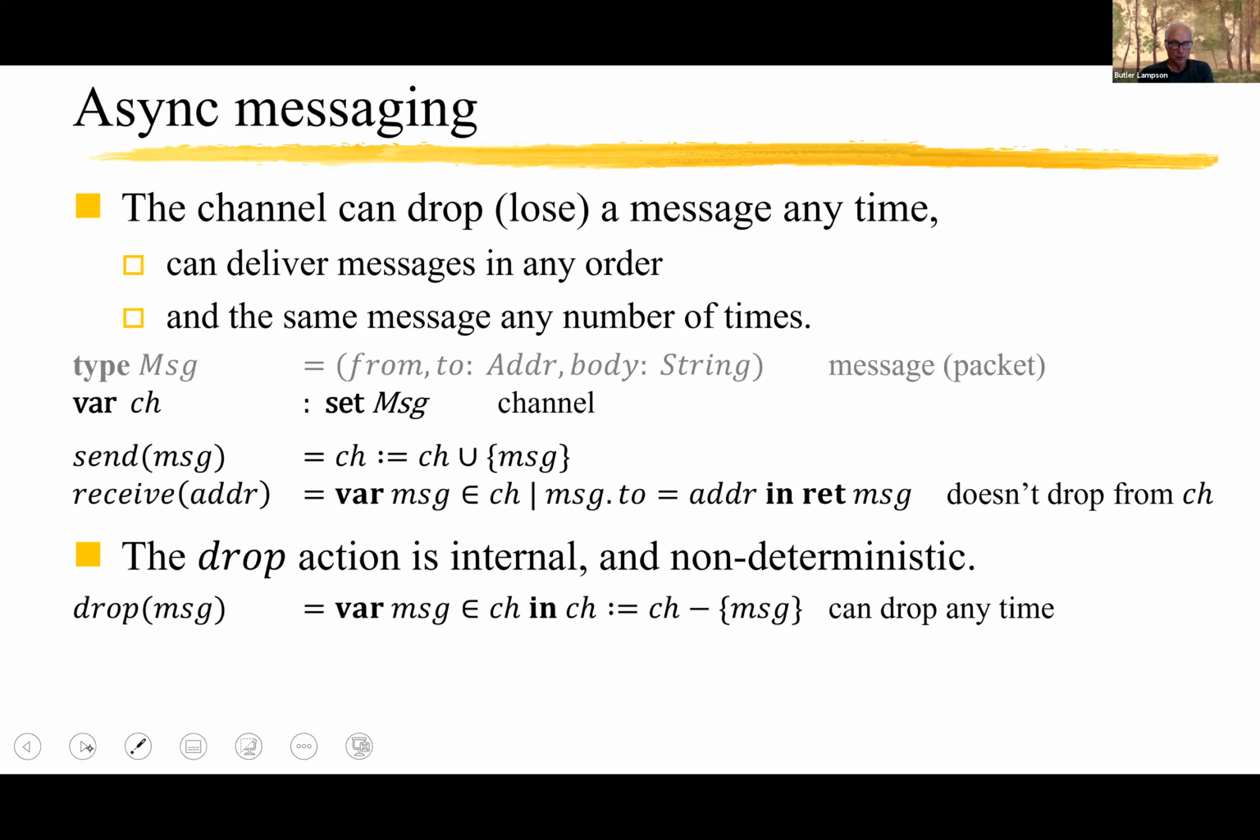But there's also an internal non-deterministic drop action, which says that if there's a message in the channel, you can take it out. So this is the abstract model for packet delivery on the internet, and for many other examples of unreliable asynchronous messaging.